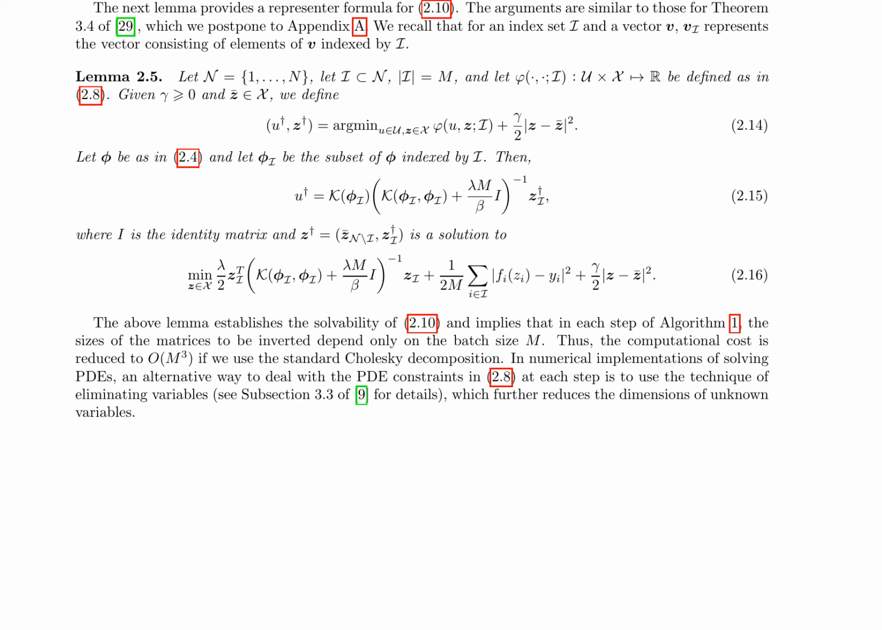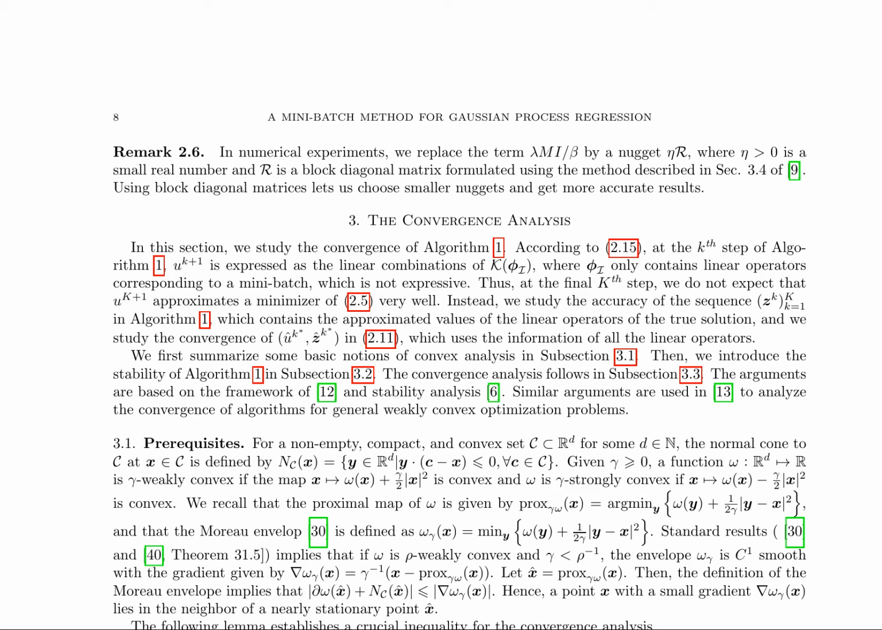This section presents a novel approach to Gaussian process regression that significantly reduces computational costs for large datasets. The authors introduce a mini-batch method for Gaussian process regression, enhancing the accuracy of algorithm 1 by replacing the term lambda mi, beta with a nugget eta r, where eta is a small real number and r is a block diagonal matrix. This refinement is crucial for achieving more precise results in the regression analysis.